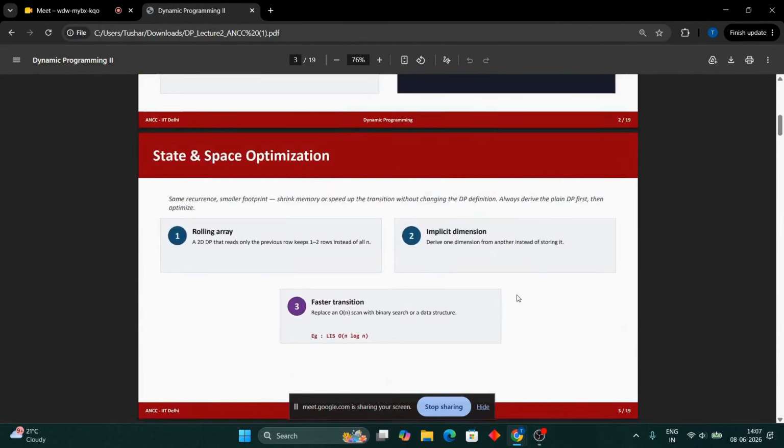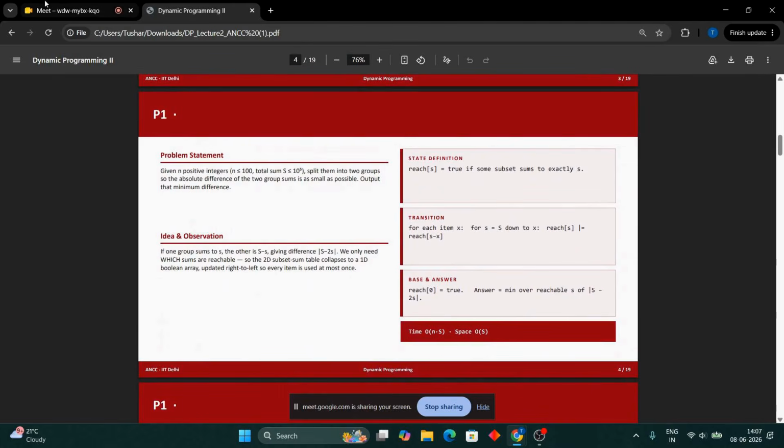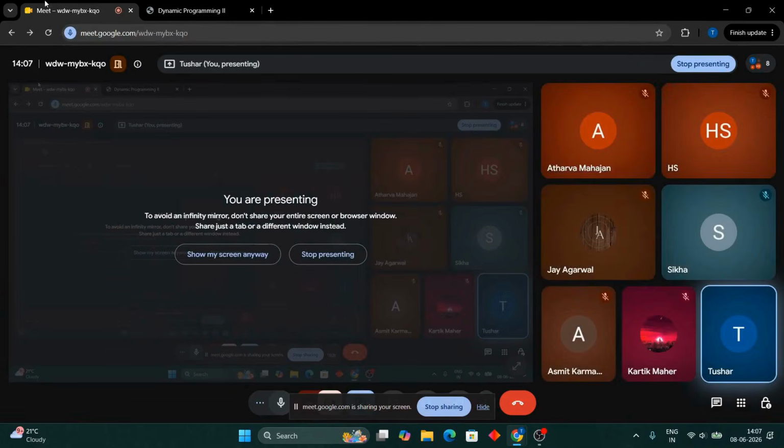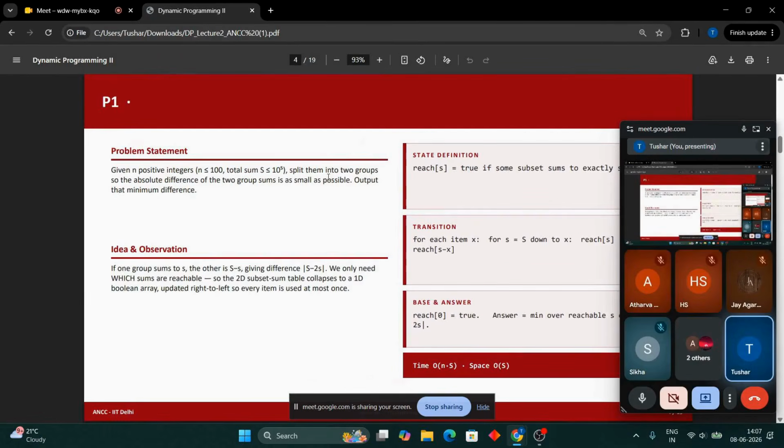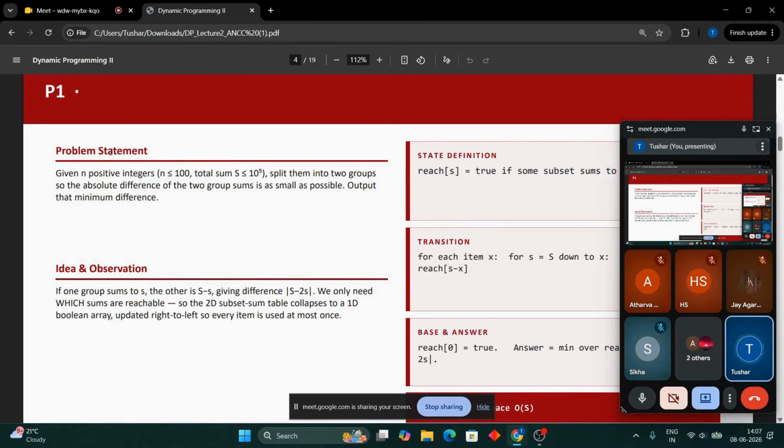So that was mainly the brief intro before we start solving the problems. Does anyone have any doubt till now before we start with our first problem set? I think we can start. The first problem is a little bit easy, so I think you all can do it quickly.